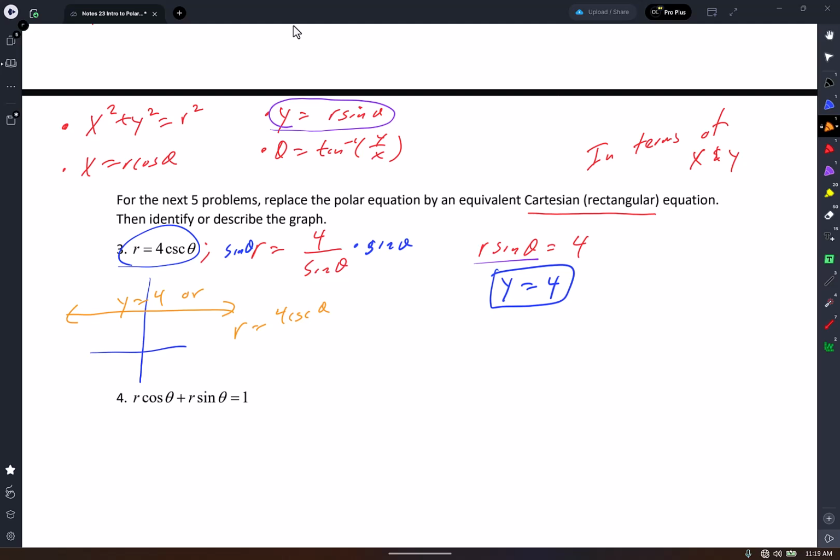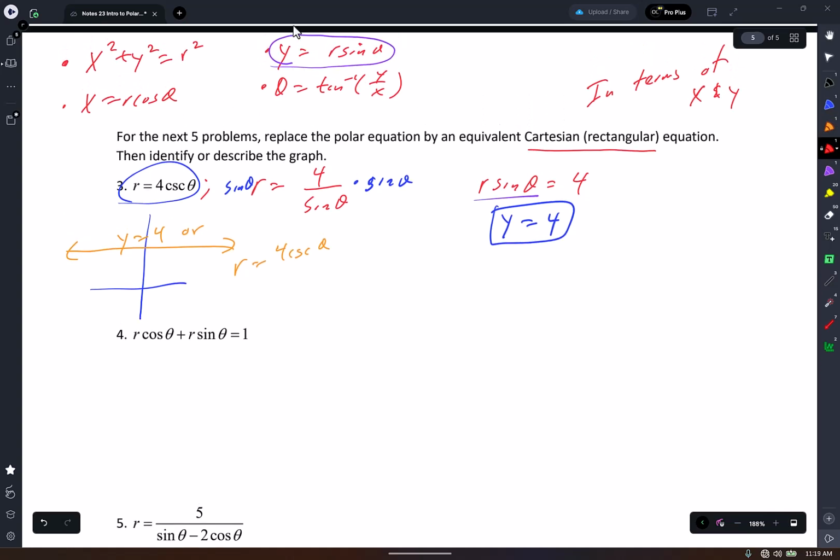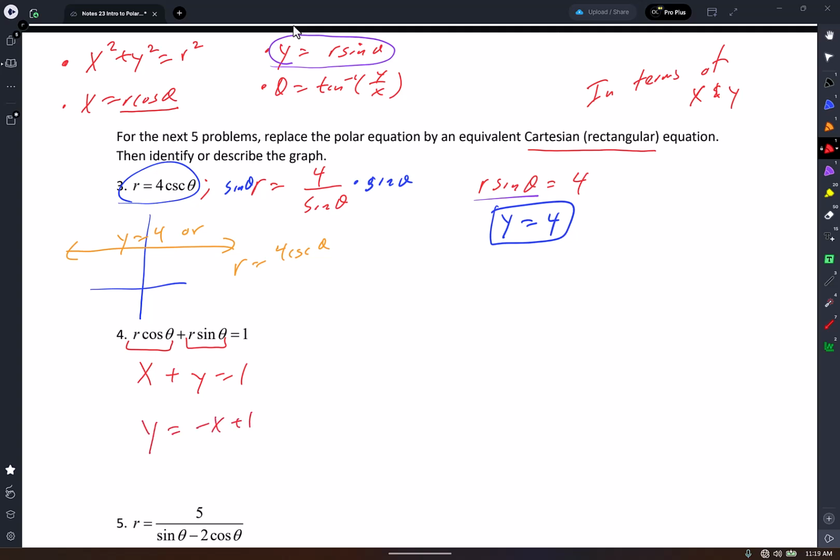We're doing okay so far? Perfect. Go to the next one, number 4. What you've got to do is find a pattern. So I see r cosine theta, I see r sine theta. Well, r cosine theta is just x, and then r sine theta is just y. If you want to write it in y equals mx plus b, y equals negative x plus 1. So this will just graph, positive 1, and then there it is. That's my y equals negative x plus 1, or r cosine theta plus r sine theta equals 1. They both graph the same thing.